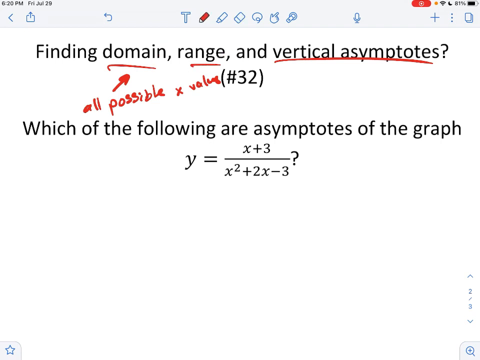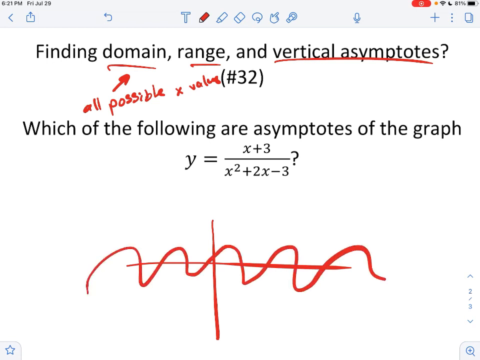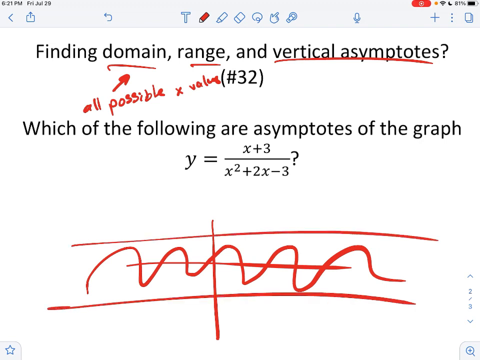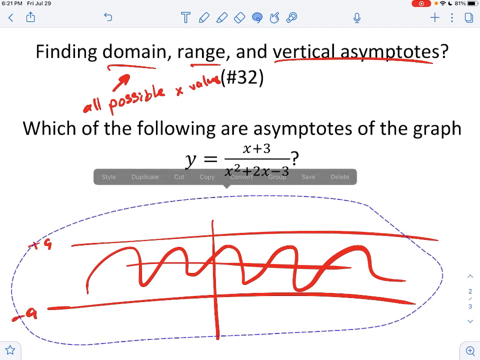Range is just the set of y values. Not every equation reaches every possible y value. Sine x, for example, looks like this, approximately. It's not perfect. The y values are limited to this channel, which is usually just positive and negative amplitude. So range and domain are things you need to be able to notice.